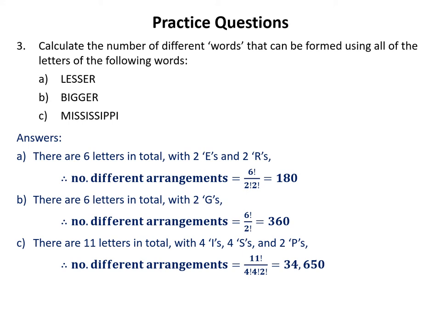In B, the word is bigger. Again, 6 letters in total. This time there's just one repeated letter, G. There's two G's, so the number of arrangements is 6 factorial over 2 factorial, which equals 360.